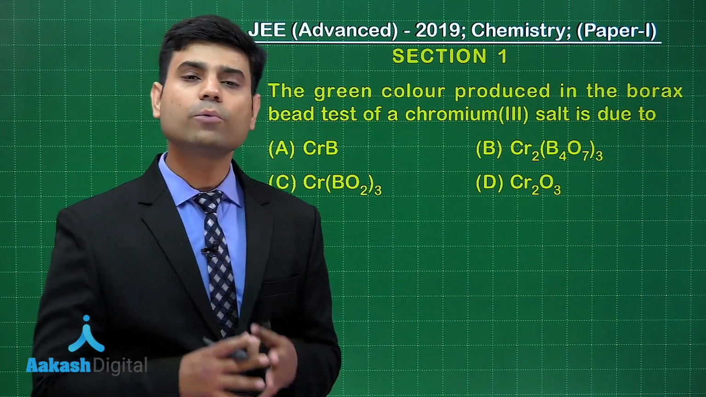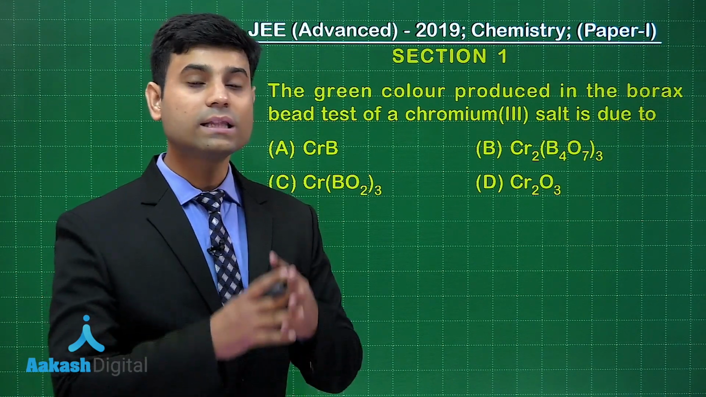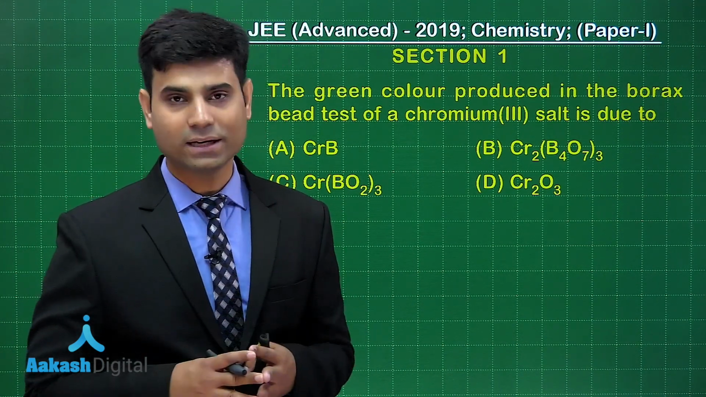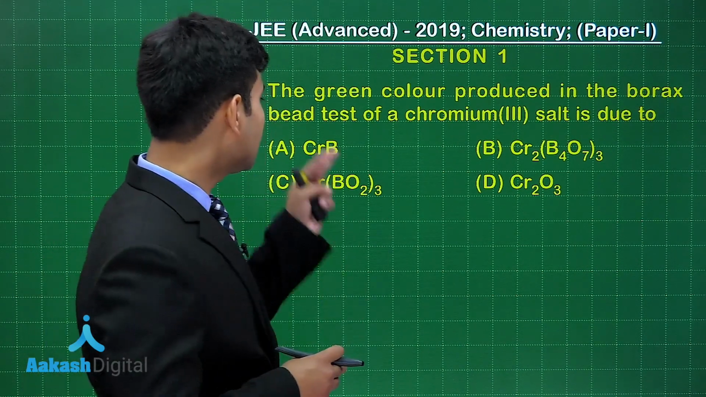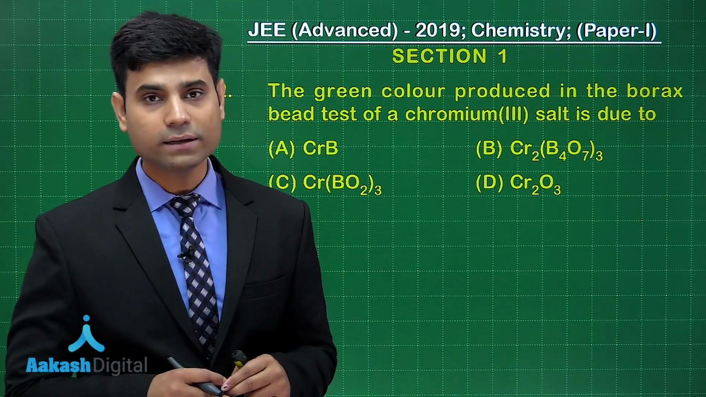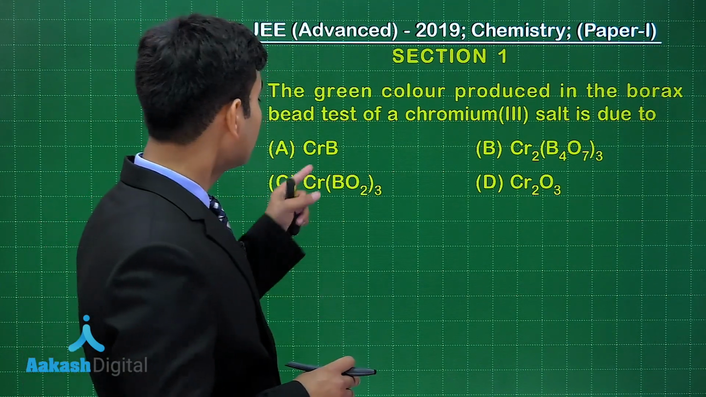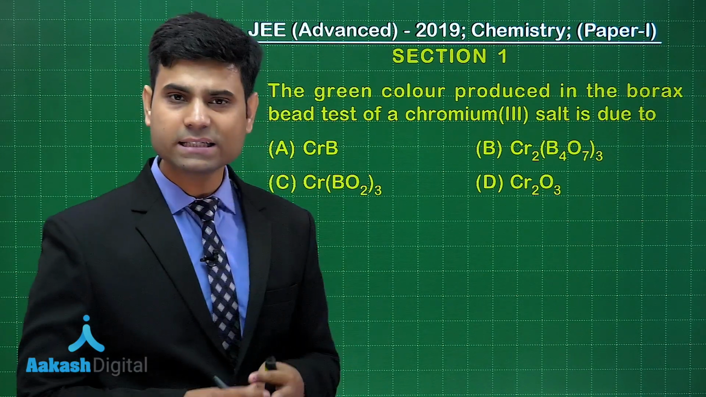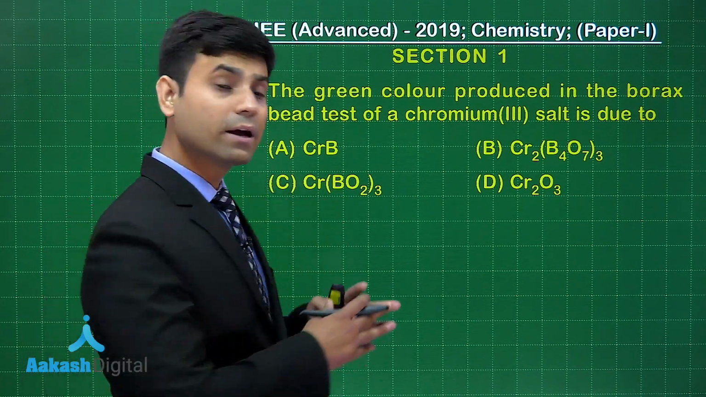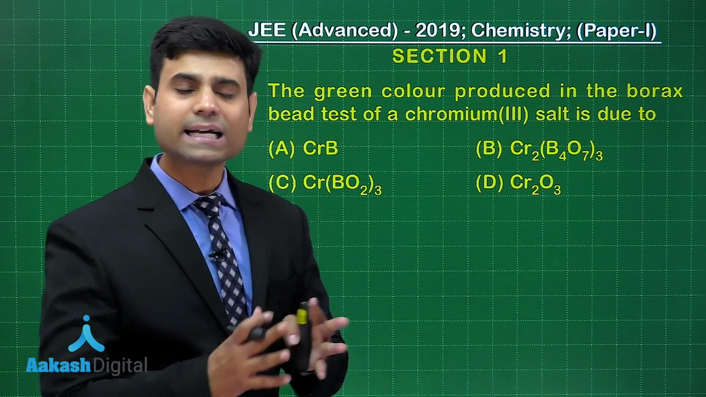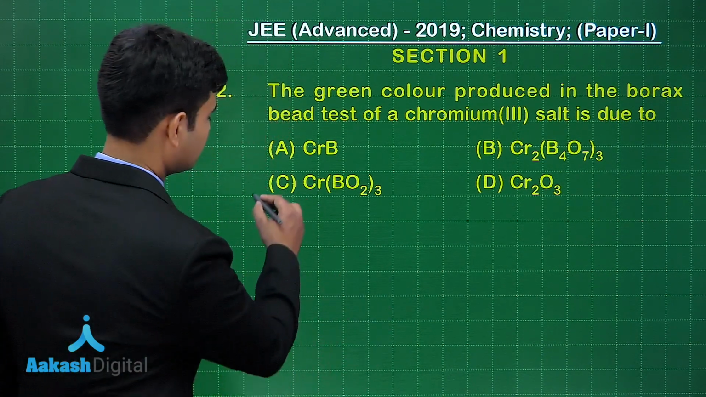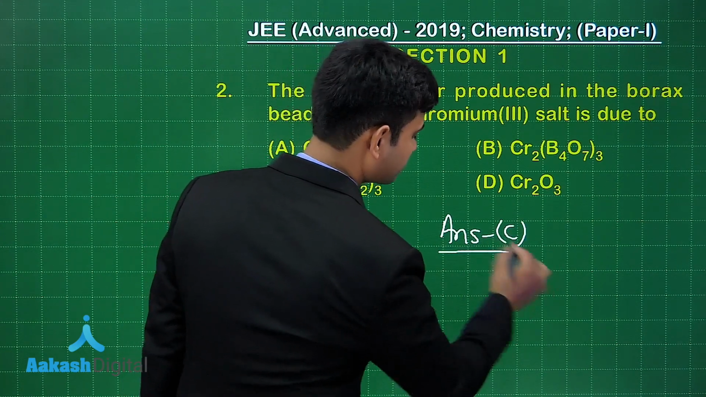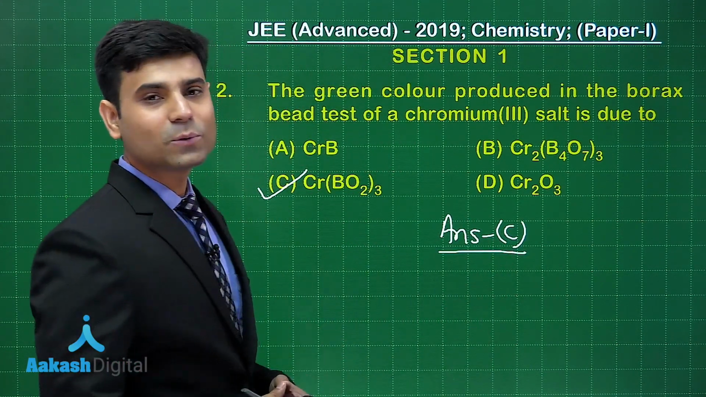Students, if I talk about the borax bead test, here we use the glassy bead, which is a mixture of NaBO2 and B2O3. Now when it reacts with a Cr3+ containing salt, it will give us Cr(BO2)3, which is green in color. So if I talk about the given options, the correct answer is given in option C. Hence, the correct answer for this question will be option C. Now let's move to the next question.